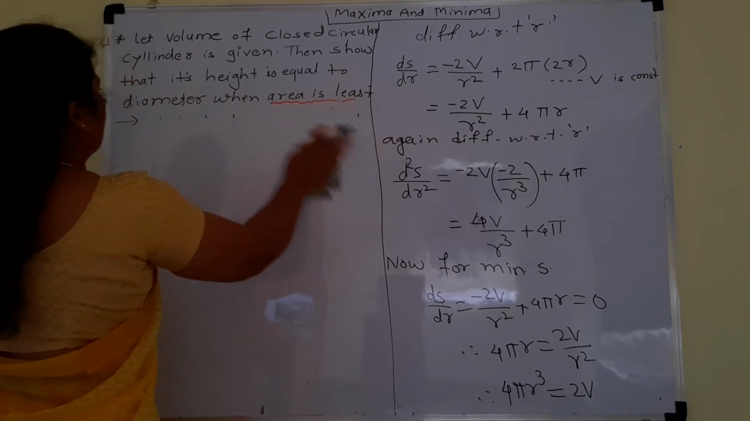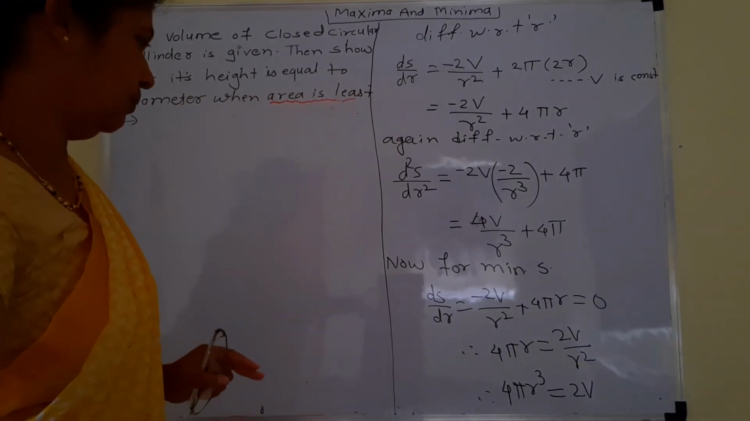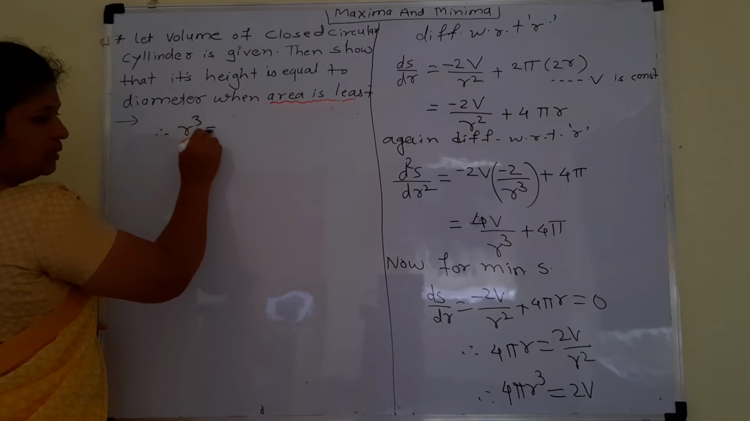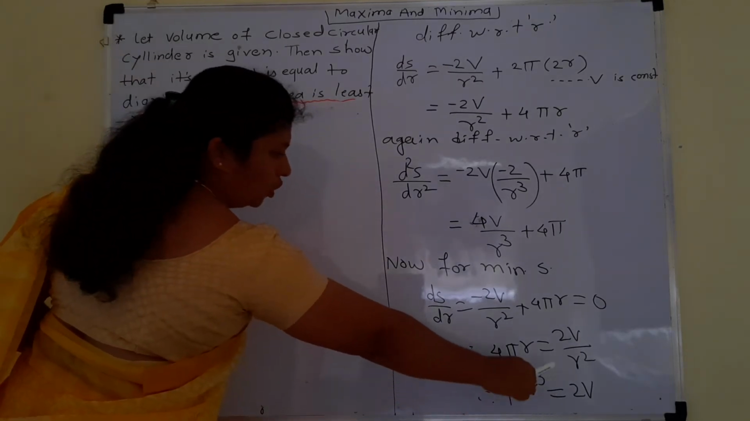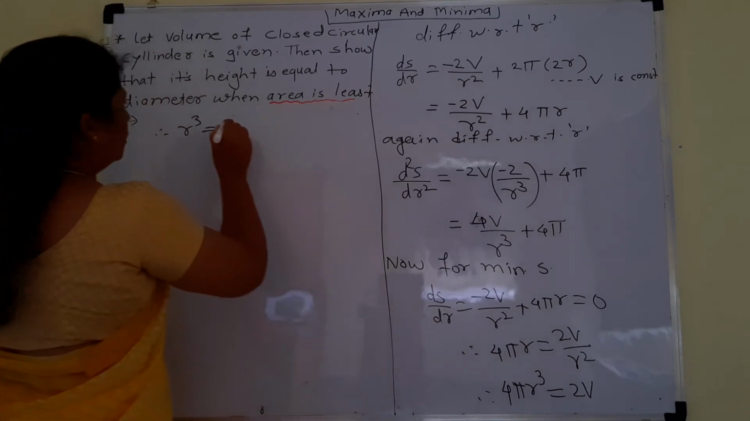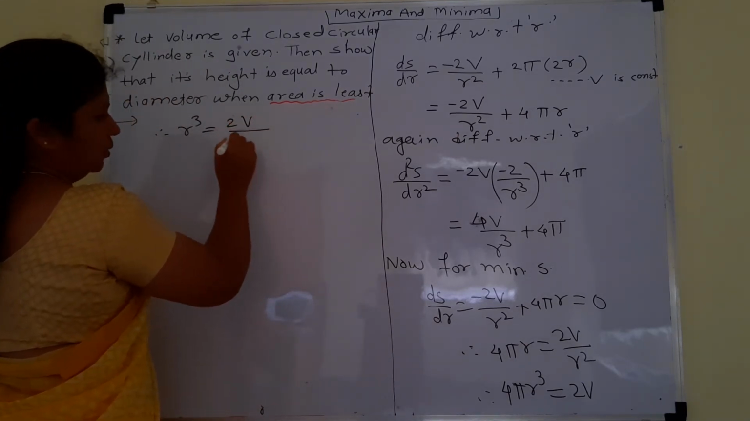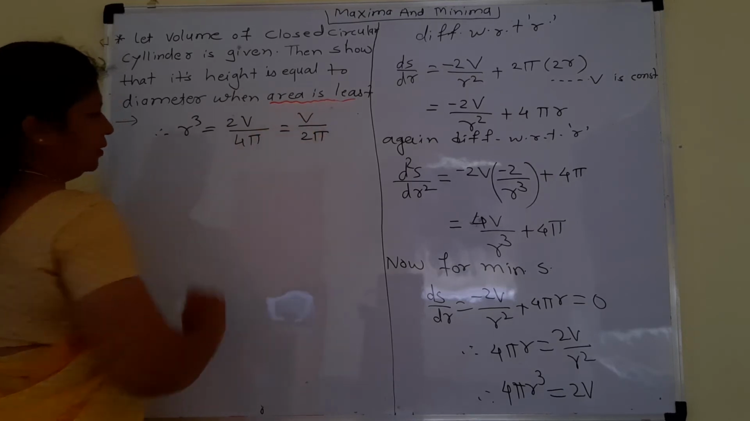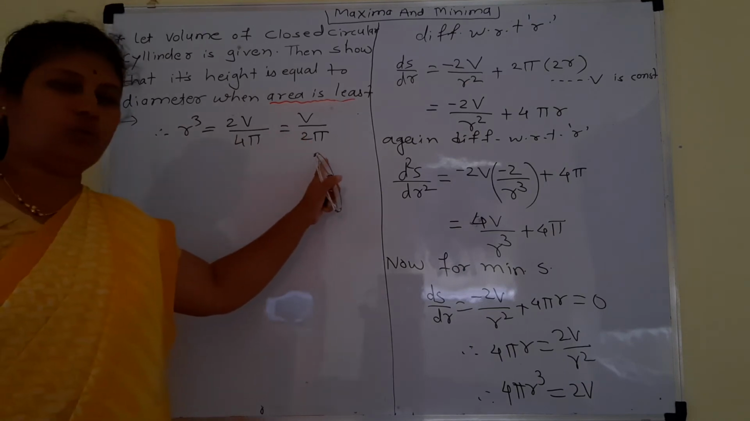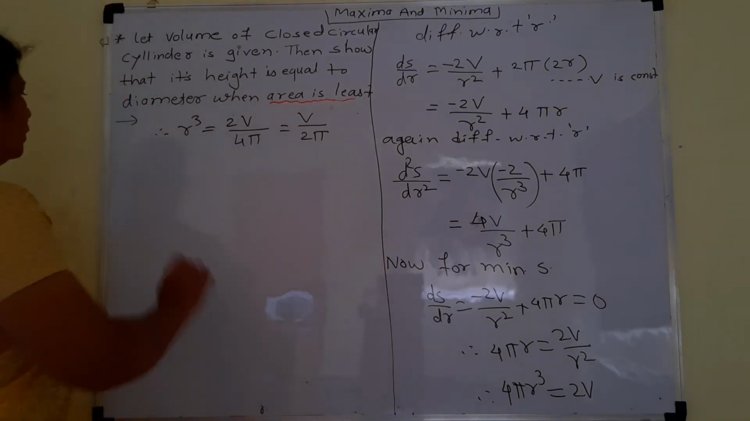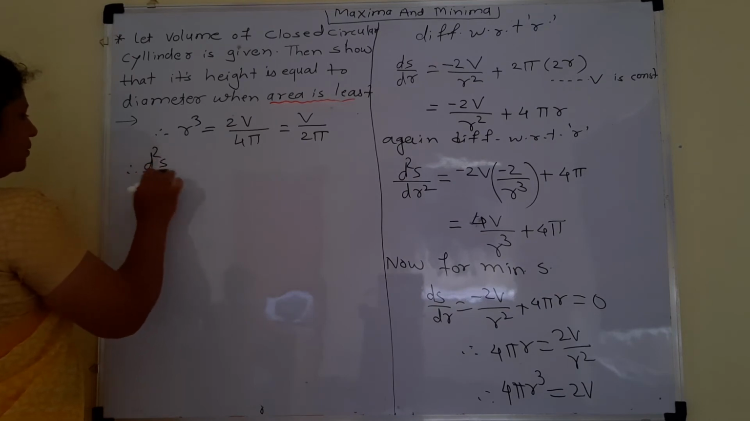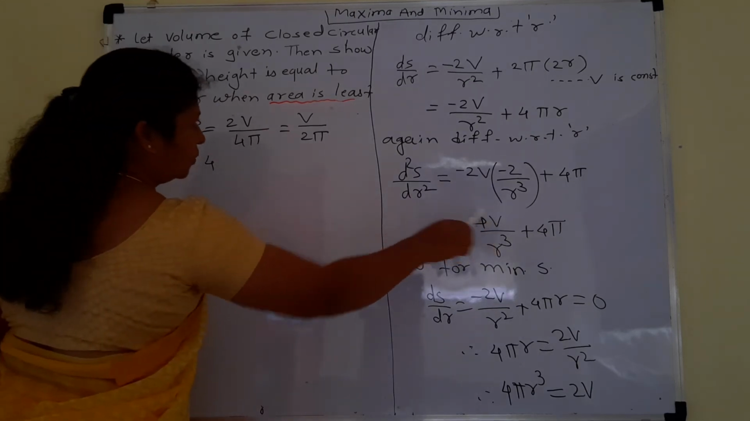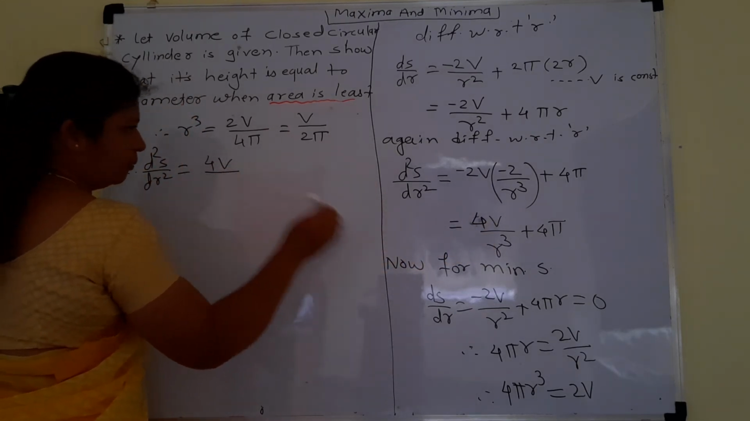consider this one. Therefore this one r cube is equal to, or write from this step, can also write 2v upon 4 pi, that is equals to v upon 2 pi. Value of r cube is v upon 2 pi. Substitute this value in second order derivative. Therefore d2s by dr square is equal to 4 times v upon r cube.